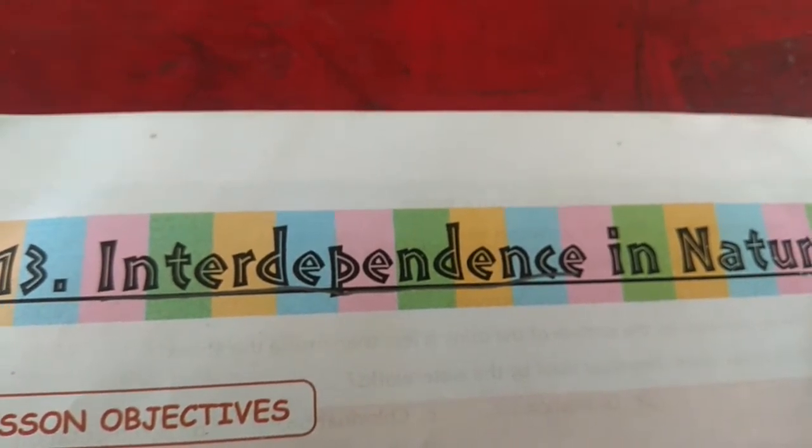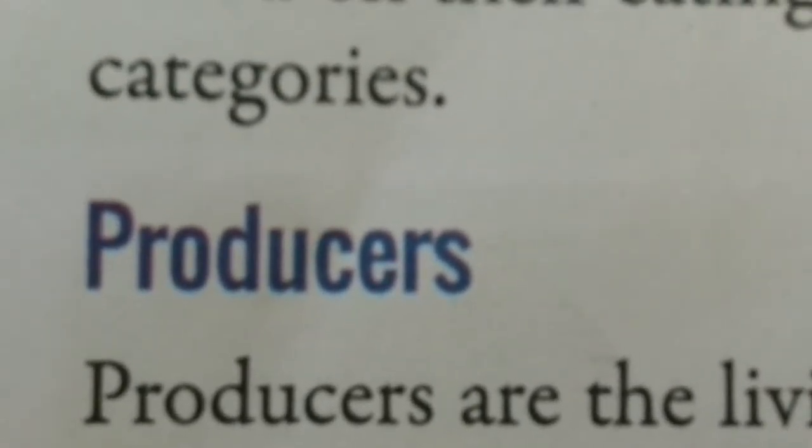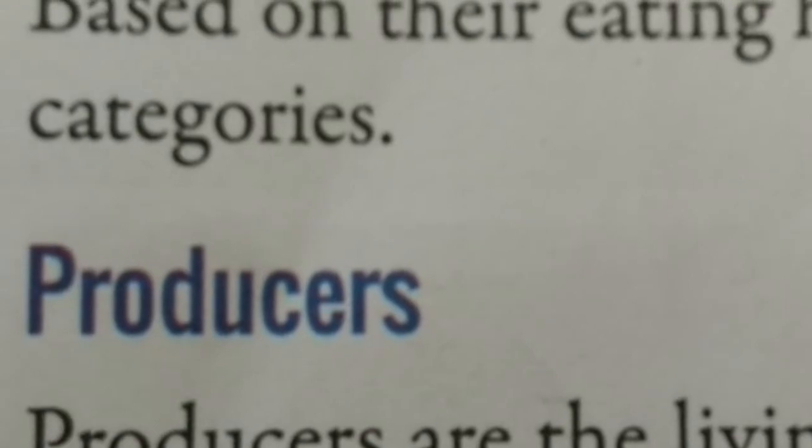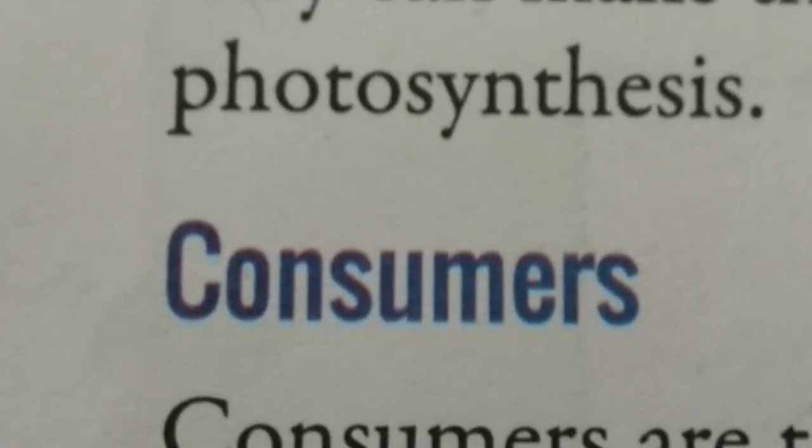Number one, producers. That means the living organisms that produce their own food. For example, the green plants. Next comes the consumers. Those living organisms that cannot make their own food. Consumers are further categorized as herbivores, carnivores, and omnivores.